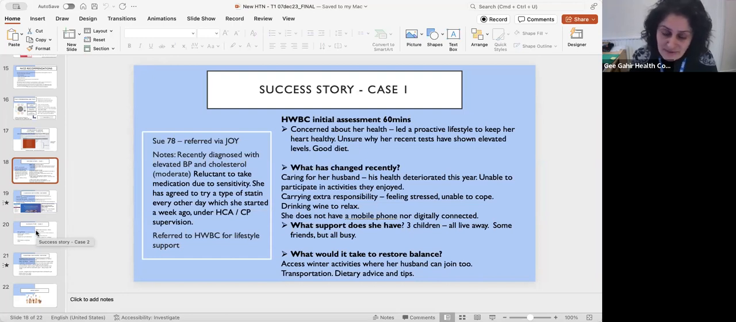And she said it would really be beneficial to access winter activities where both of them, her husband and herself, could join together. She asked about transportation. She wasn't aware that she could access it or how she could. She wasn't too worried about finances. They were quite well off, and she wanted some extra dietary tips and advice.